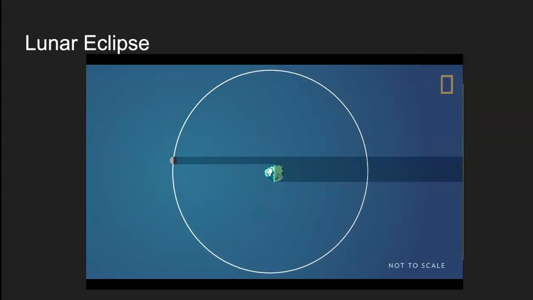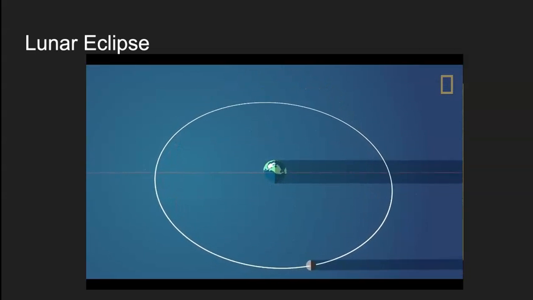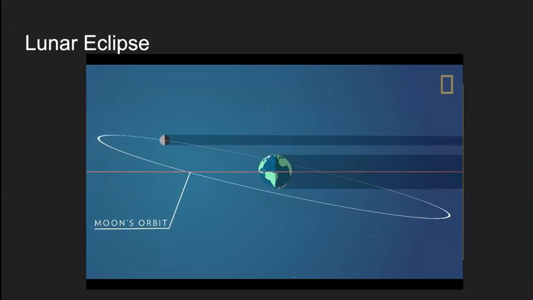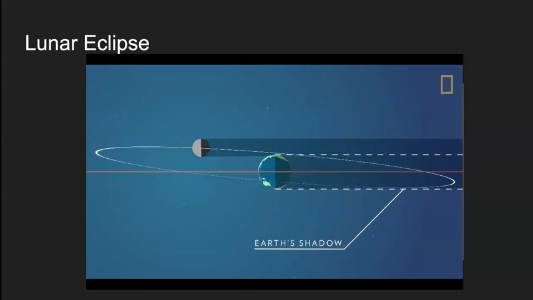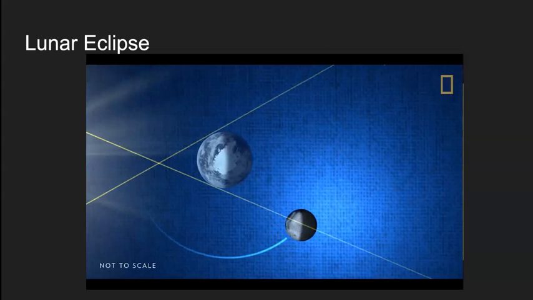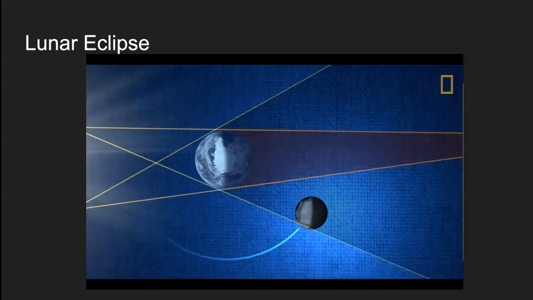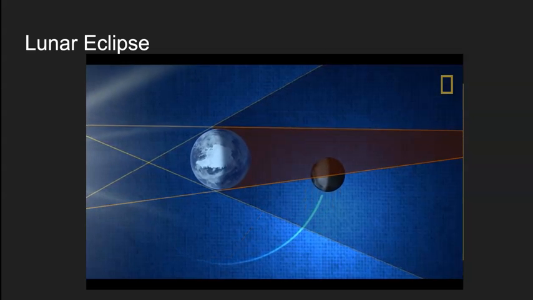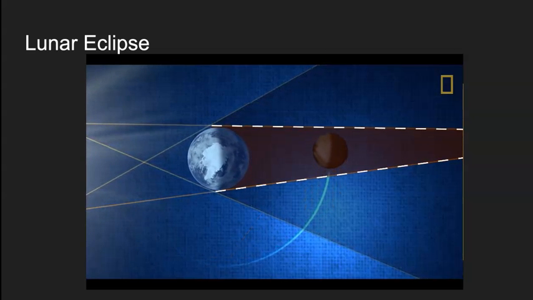So why don't we have an eclipse every month? The moon's orbit is tilted a few degrees in relation to the Earth, so the Earth, moon, and sun don't always align. When the Earth does eclipse the sun, it casts 2 types of shadows on the moon. A larger shadow, known as the penumbra, and a smaller, darker shadow known as the umbra.